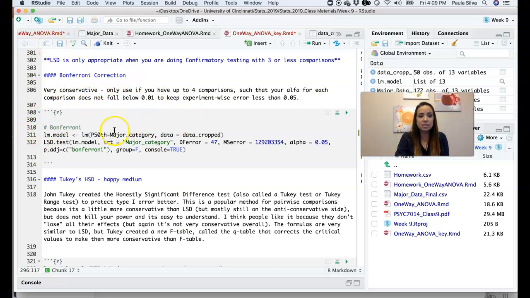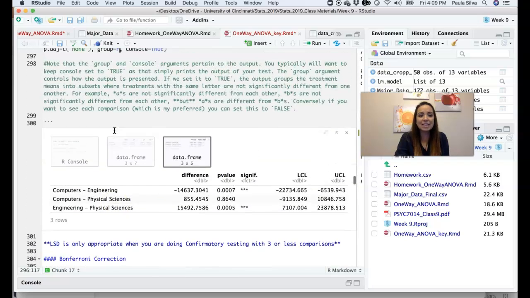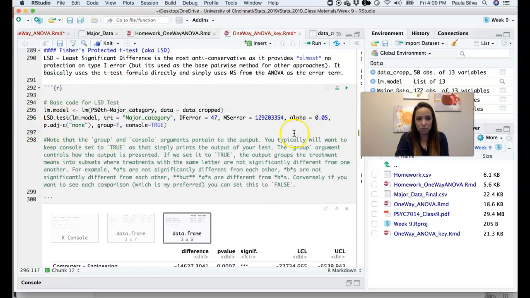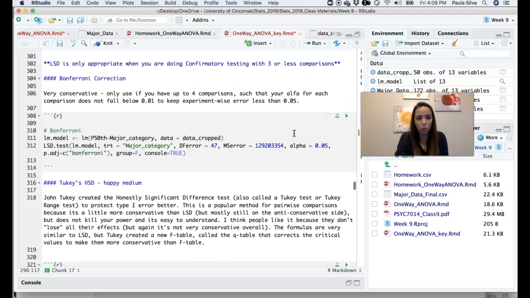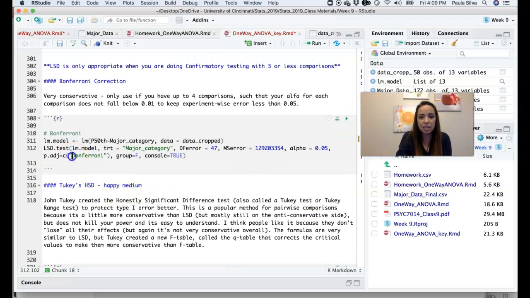So in that case, you use the exact same code, everything the same. The only thing that differs is that here, instead of putting no correction, in terms of p adjustments, no adjustment, none, is what we did before. Here we're telling it to use Bonferroni correction, which means it will multiply the p-value by the number of comparisons. That's how it's adjusting the p-value.